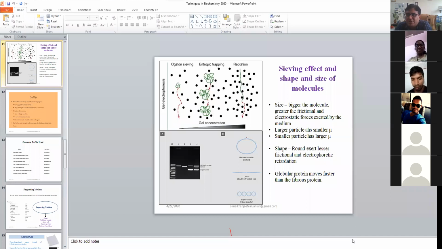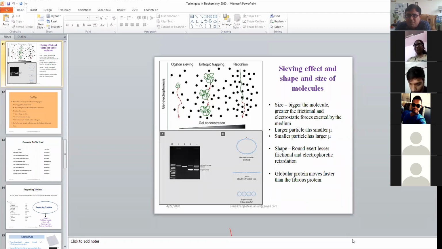Now here, if you see some terms I have written here, one is size. Bigger the molecule, greater the frictional and electrostatic forces exerted by the medium. So if size is big, it will exert greater frictional as well as electrostatic forces by the medium. Second, a larger particle has a smaller mu, whereas a smaller particle has a larger mu. What is this mu? Mobility. Electrophoretic mobility.